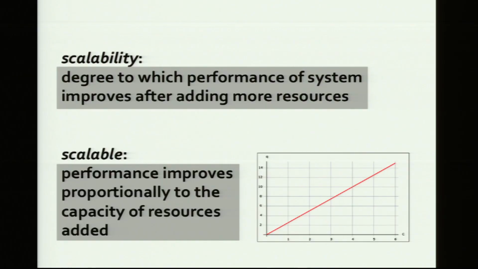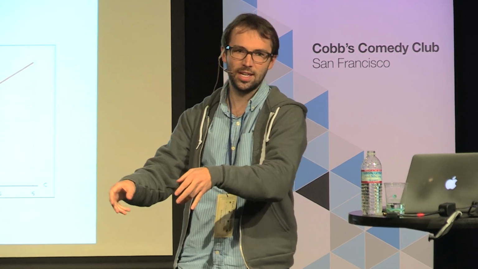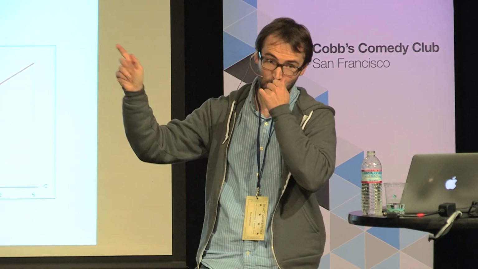So really quickly, scalability, as I use it throughout the rest of this talk, I'm referring to the degree to which the performance of the system improves after adding more resources, okay? So that's what I'm describing as scalability. And a scalable system is one where performance improves proportionally to the capacity of resources added, right? So if I put this many resources in and my performance improves like this, and the next time I put this many resources in and it improves exactly the same, and it's proportional, that's a scalable system, okay?